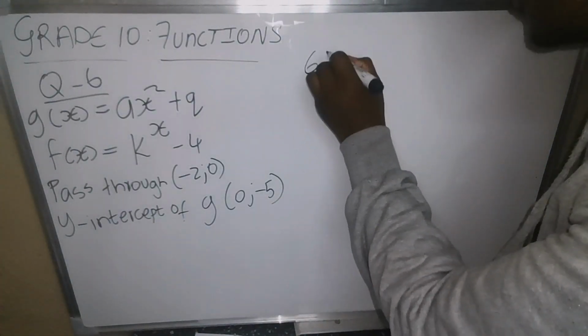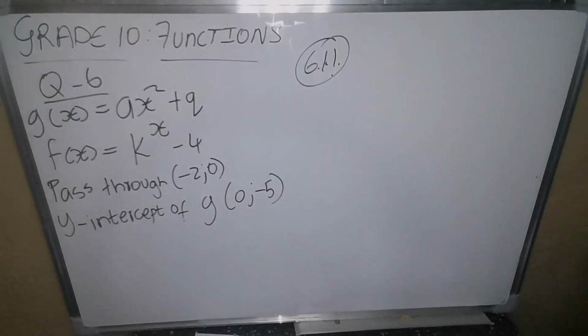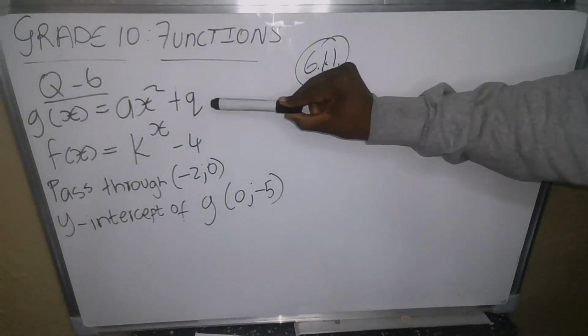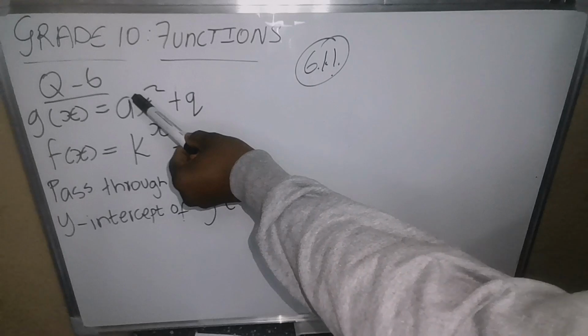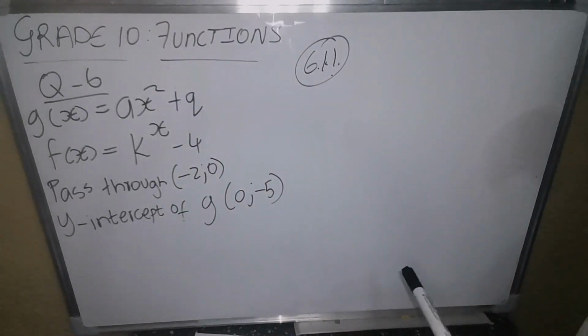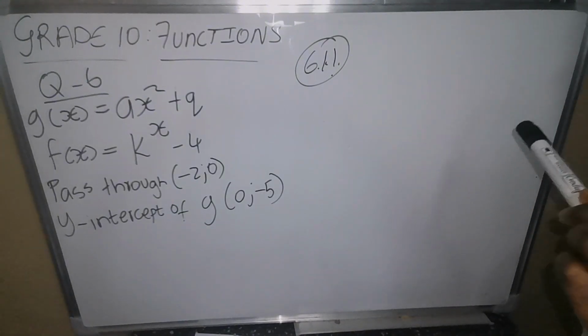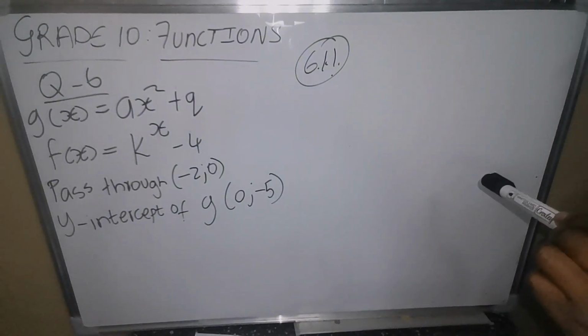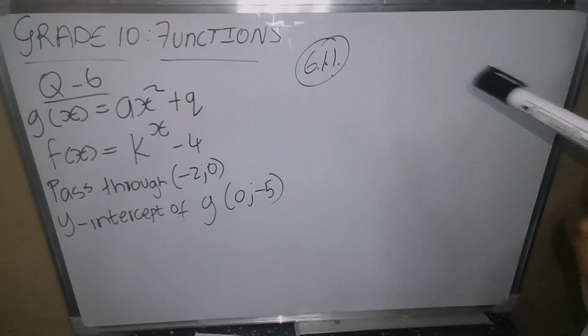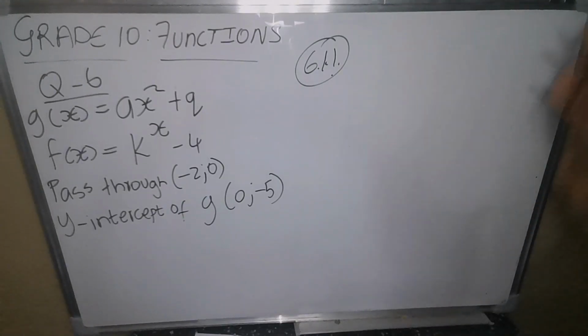Then 6.1.1: write down the equation of the asymptote of f. Now, let's analyze the graph. The first graph is g(x), and there's a squared here. If a graph has a squared of some sort, that graph is a parabola. When dealing with functions, you must just think, oh, that graph is a parabola in most cases.